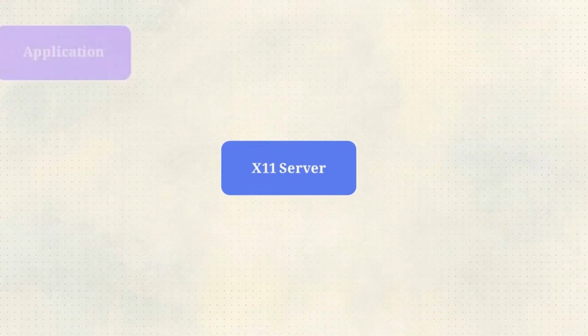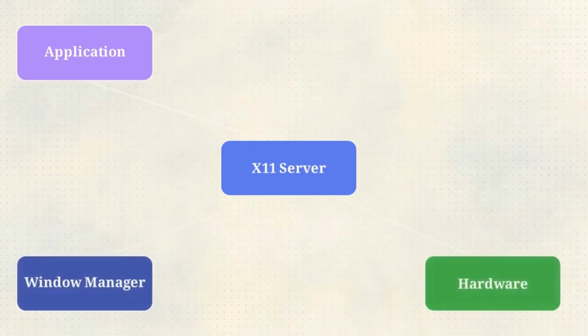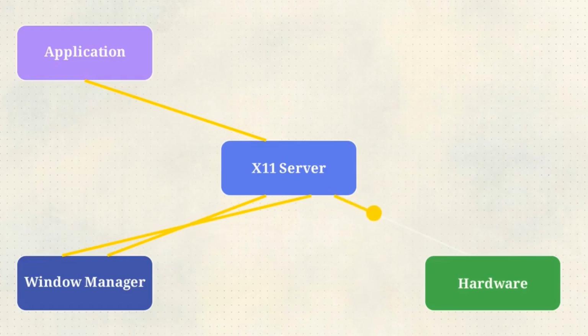This diagram shows X11 acting as a central broker. For an application to display anything on your screen, it must first send a request to this central X server. Trace the path of a single drawing request. The application talks to the X server, which talks to a separate window manager to see where the window belongs, which then sends instructions back to the X server before the pixels finally reach your hardware.